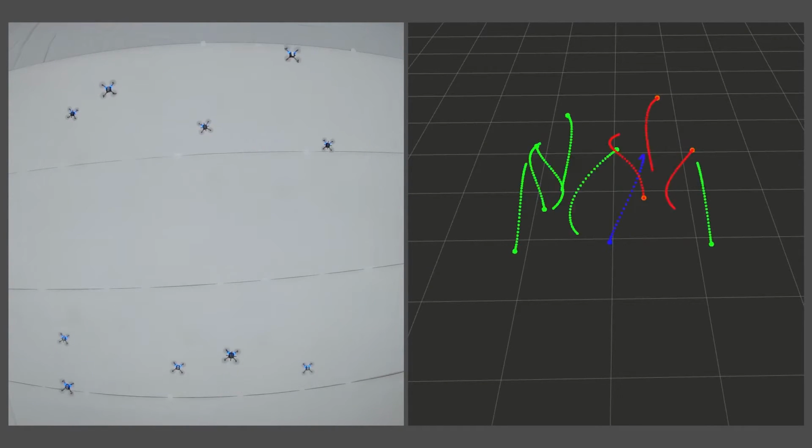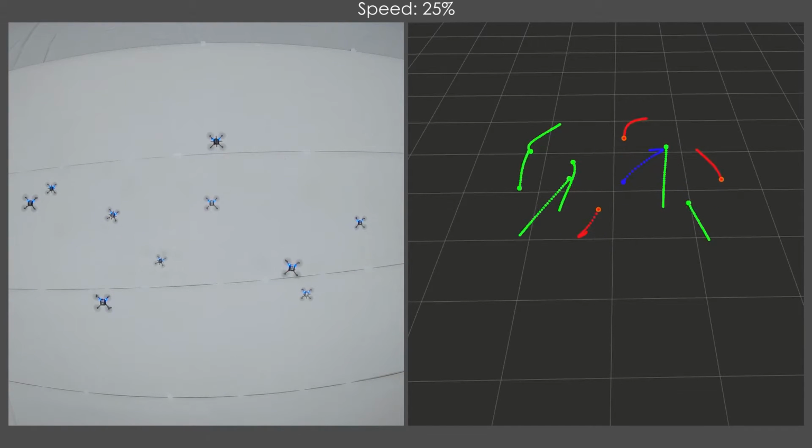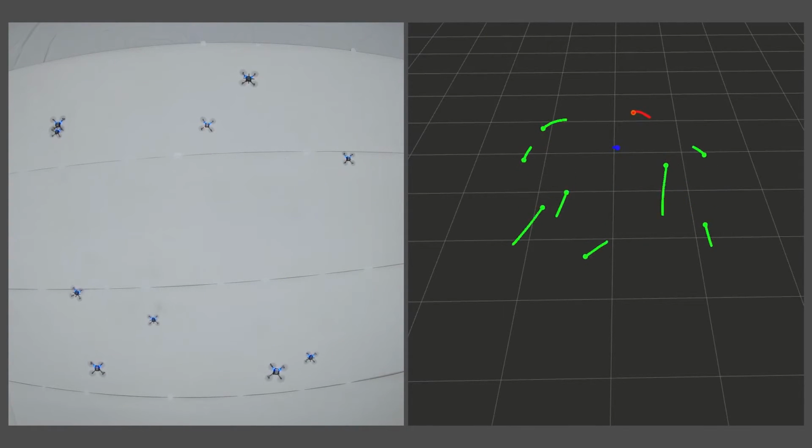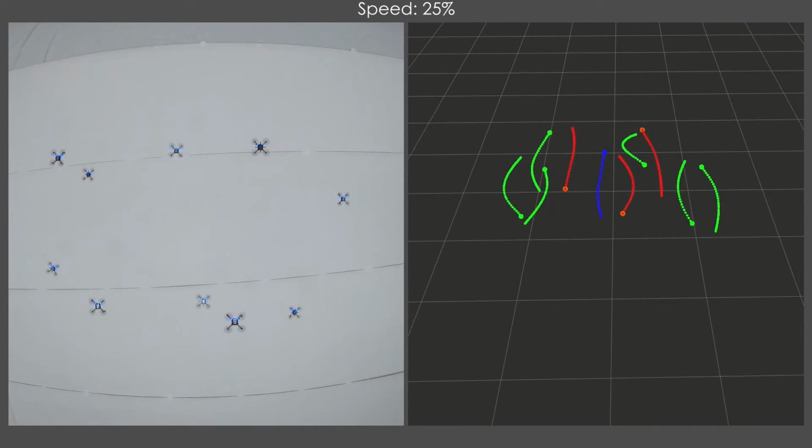The ego agent is shown in blue, while prioritized obstacles are shown in red. The UAV dynamically changes which agents are considered as obstacles based on the shared trajectories in time to avoid collisions.